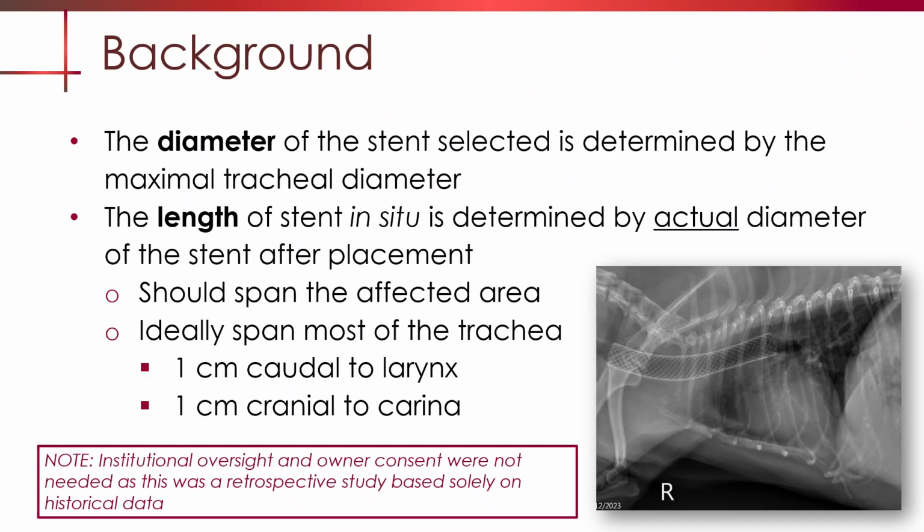When placing a stent to manage tracheal collapse, the device diameter is selected based on maximal tracheal diameter. However, stent length after deployment is determined by the overall diameter of the stent when in place. It should span all of the affected area and ideally extend from 1 centimeter caudal to the larynx to 1 centimeter cranial to the carina. However, predicting post-deployment stent length can be challenging.